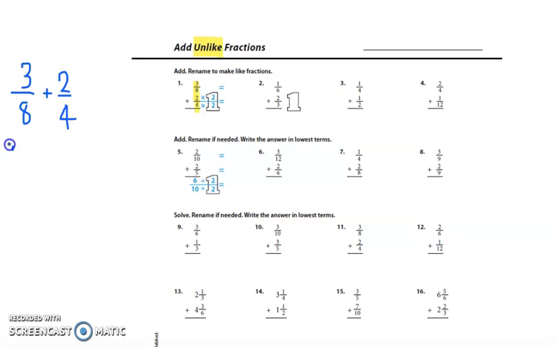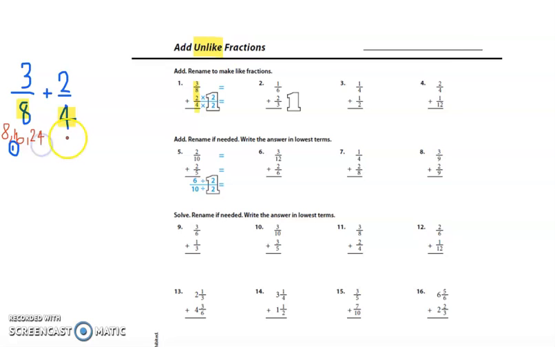Step number 1. We're going to focus on the denominator. And we're going to find a denominator that they can have in common. In order to do that, I'm going to write down the multiples of 8 and 4. So let's write it down. For 8, the multiples will be 8. A multiple is anything that you multiply by 8. Not 12, 16, because 8 times 2 is 16. 8 times 3 is 24. I'm going to stop there.